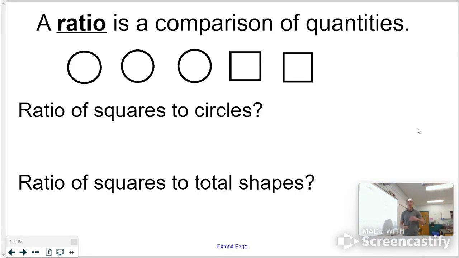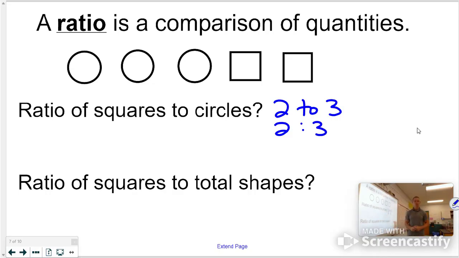Now this is what's called a part-to-part ratio because part of the shapes are squares and part of them are circles. We're not talking about the total number of shapes up there. So the ratio of squares to circles would be 2 squares to 3 circles. Now we can write that in a couple different ways. Typically it's going to be written with the word to, where we have 2 squares to 3 circles, or we could write it with a colon as 2 colon 3, but it's still said 2 to 3.